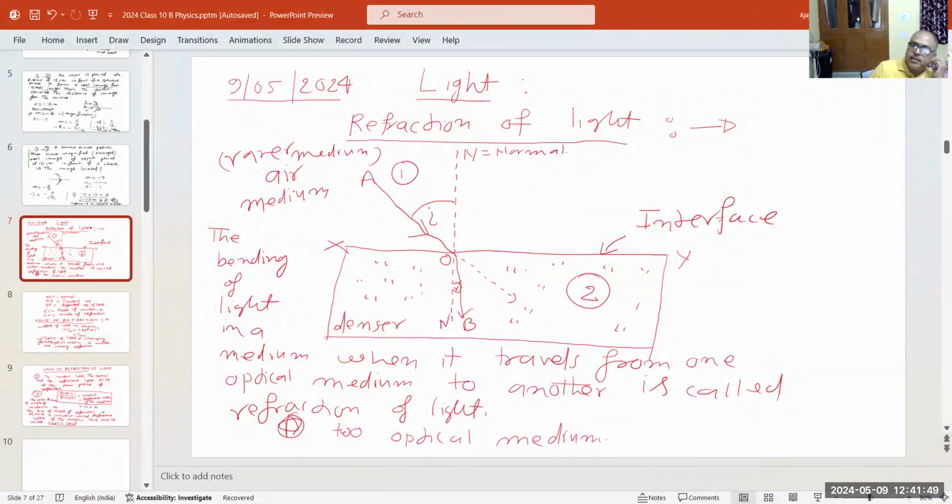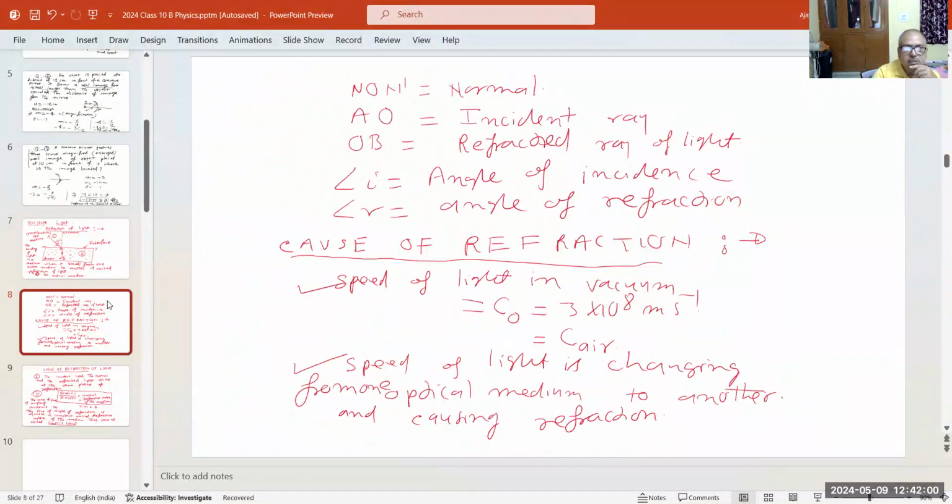So, bending of light in the medium when it travels from one optical medium to another. This is the common meaning. You can explain the diagram: normal, incident ray, refracted ray, angle I, angle of incidence, angle R, angle of refraction. These are some diagrammatical symbols.